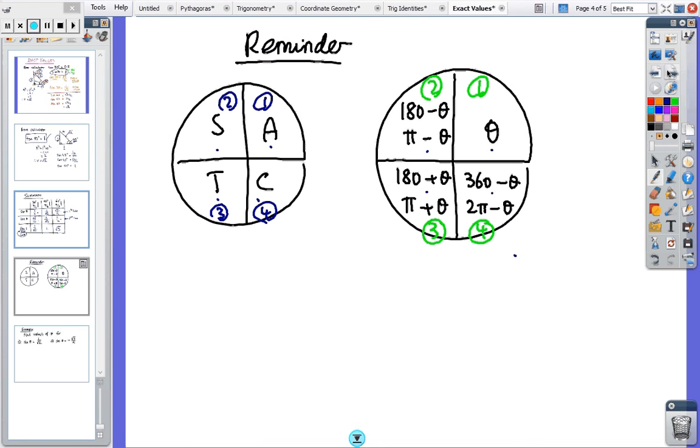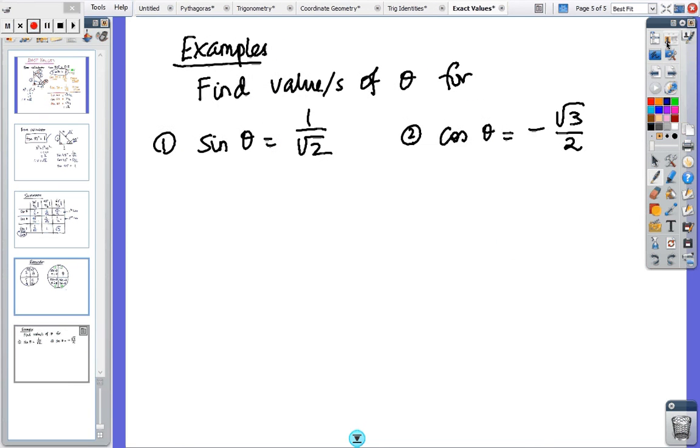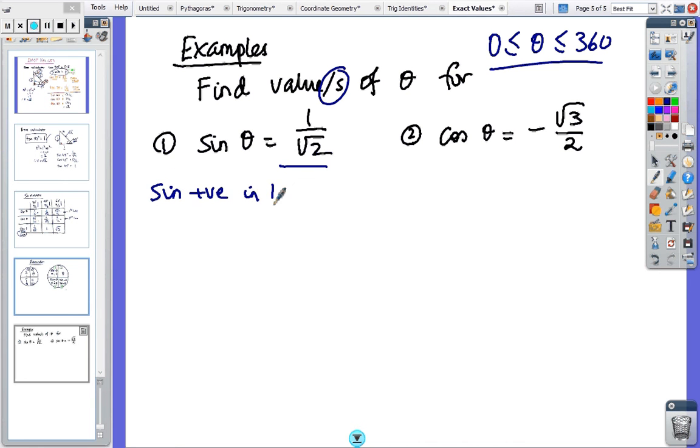All right, so let's have a look at an example. Now, there's going to be more than one answer, and I didn't define a range, so I'll make it easy and just do it in degree mode, because it could be 0 to 2 pi, but for this last one we'll do it in degrees. So the steps are still the same. This is a positive number, so sine is positive in the first and second quadrant. And then you say, that 1 on root 2 looks familiar, so you look up the chart, or you know your chart.